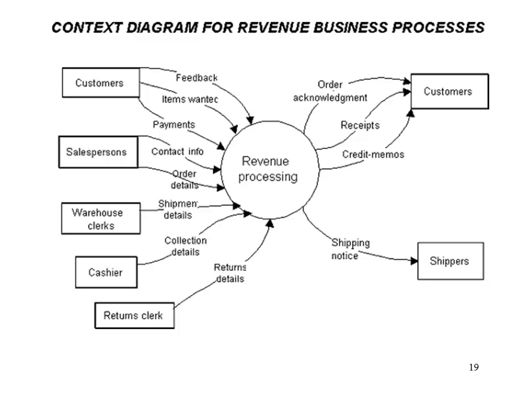They provide payments. Then you have salesperson, who enters contact info into this AIS and enters order details. Warehouse clerks enter shipment details, cashier collection details, returns clerk return details. So these are inputs to the system. What are the outputs? Outputs to customers are order acknowledgement, receipts, credit memos. Why do we have credit memos?